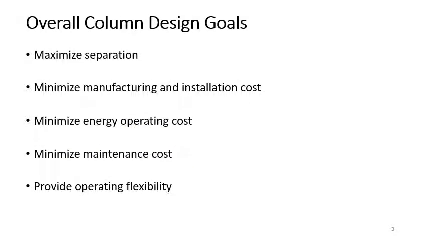So when you design a distillation column, your goal is first, of course, to maximize the separation to obtain the product purity at the desired specification. But at the same time, you want to minimize all the costs associated with designing the column, i.e. the manufacturing and installation cost, the energy operating cost, the maintenance cost. Other than the cost, to achieve the desired product specification, you also would like to design your column such that it will provide some operating flexibility. Let's say if you have different feed flow rate with varying composition from time to time within 10%, for example, or at different times maybe you want the product purity to be higher or lower than the original design, so you want to provide some flexibility in that.